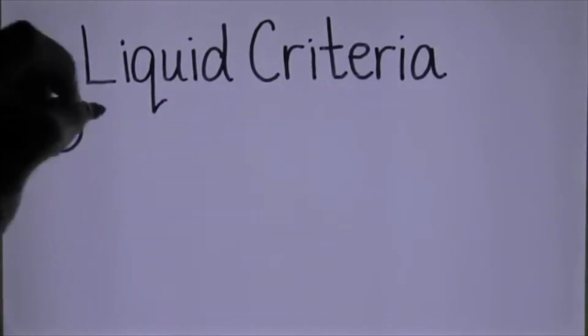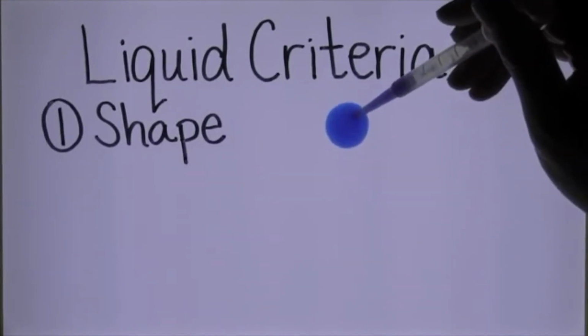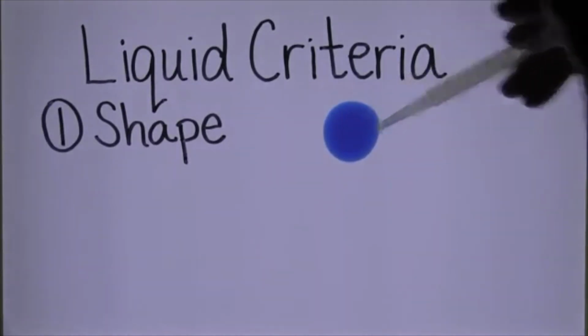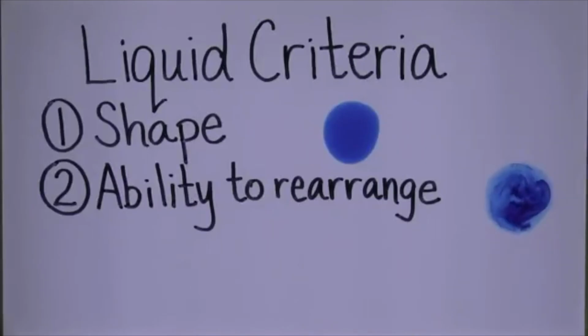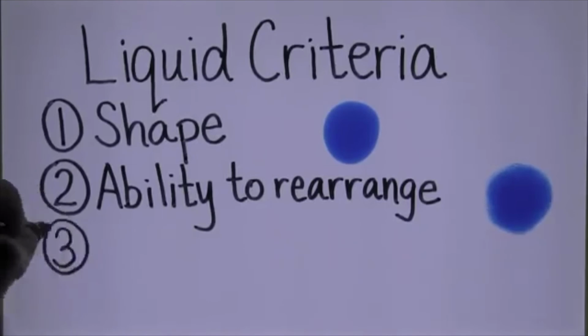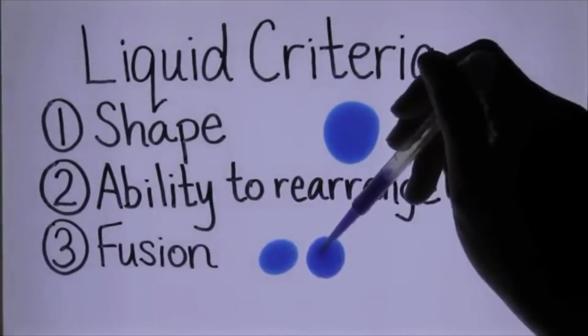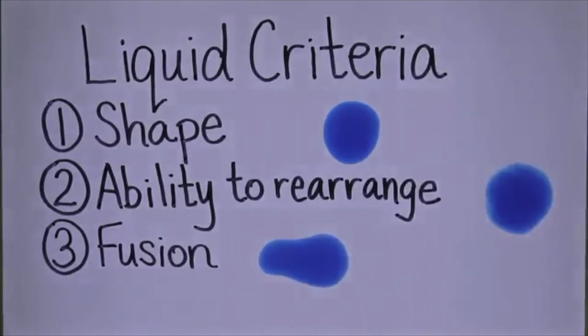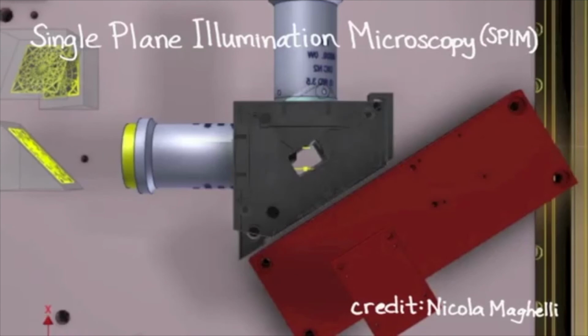To test whether FUS forms liquid compartments, we use the following criteria. First, at steady state, without any external deforming force, liquid droplets assume spherical shape. Second, molecules within liquid droplets move around freely and rearrange. Third, liquid droplets that come close to each other fuse and become one larger droplet. To look at this, we used a new microscope built for us by Gene Myers and his lab.